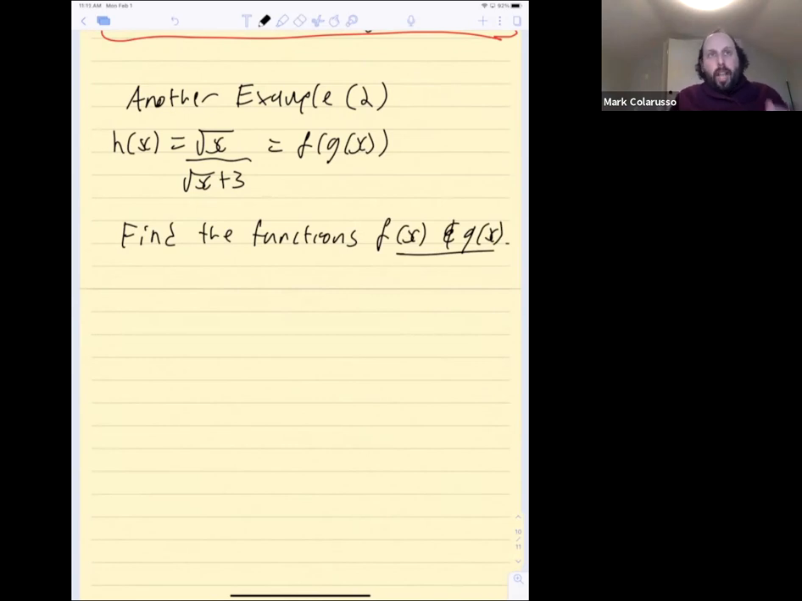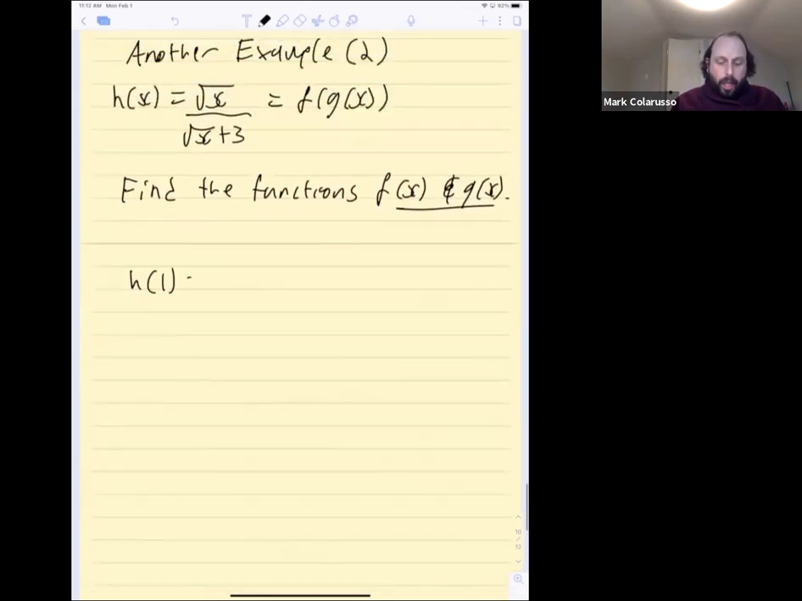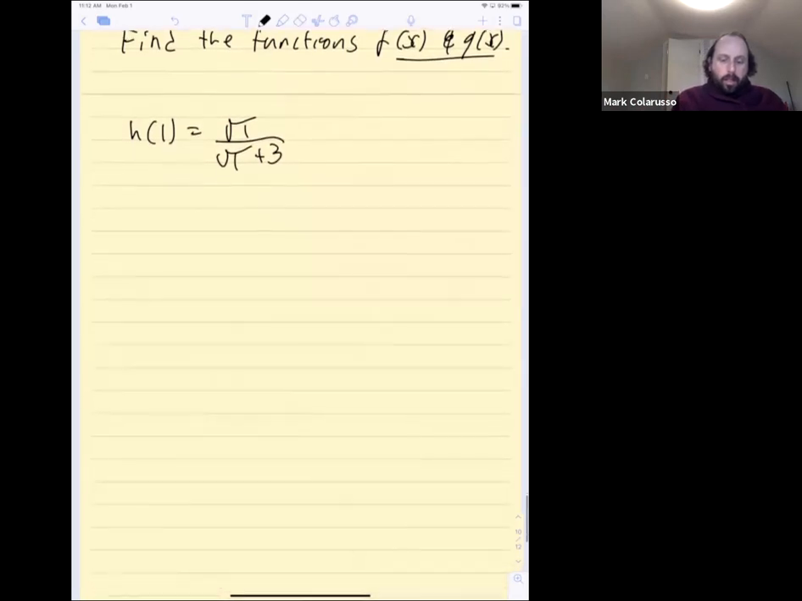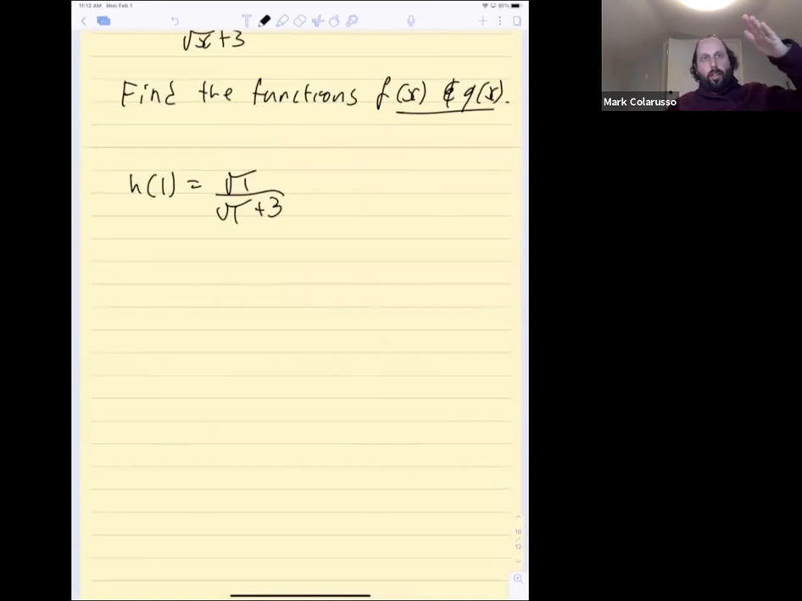Again, we can think about this, and I'll talk through it and we'll write it all out. h at 1 would be root 1 over root 1 plus 3. The last thing we would do on the calculator to compute this is take the root of 1, which is 1, and divide it by the root of 1 plus 3. Let's make this more interesting and put in 2, because then you actually see you have to take a root.